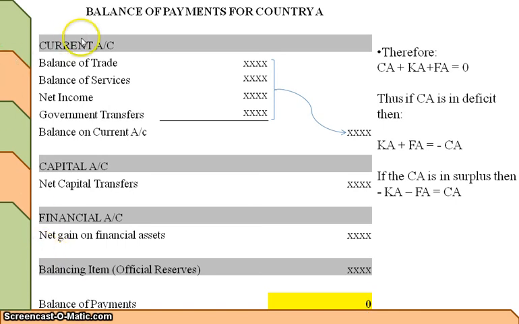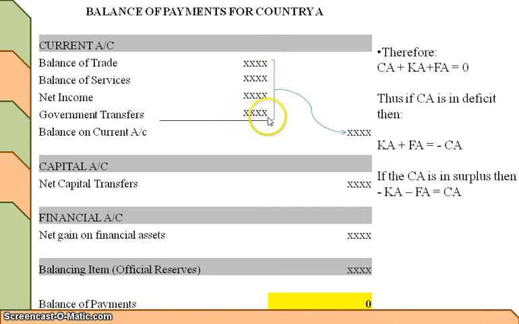So we see the subcomponents: current account, capital account, financial account, and of course this balancing item to ensure that it nets to zero. And your current account has your balance of trade, so physical goods that are imported or exported, the net value is recorded here. Similarly for services, the import or export will be recorded here. Net income and government transfers.